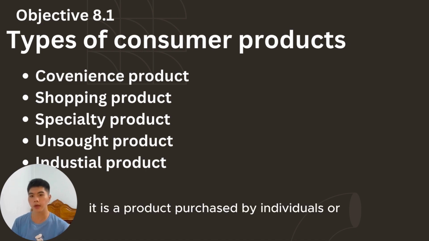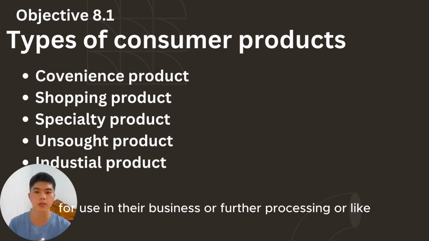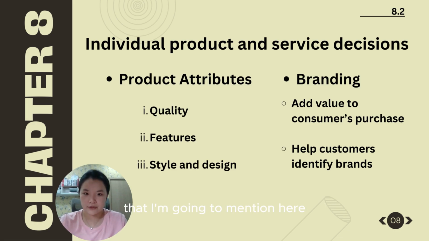These are products purchased by individuals or organizations for use in their business or for further processing. Moving on to the next part, individual product and service decisions. Undoubtedly, there are a lot of important decisions, but we need to focus on some of the main elements that I'm going to mention here.